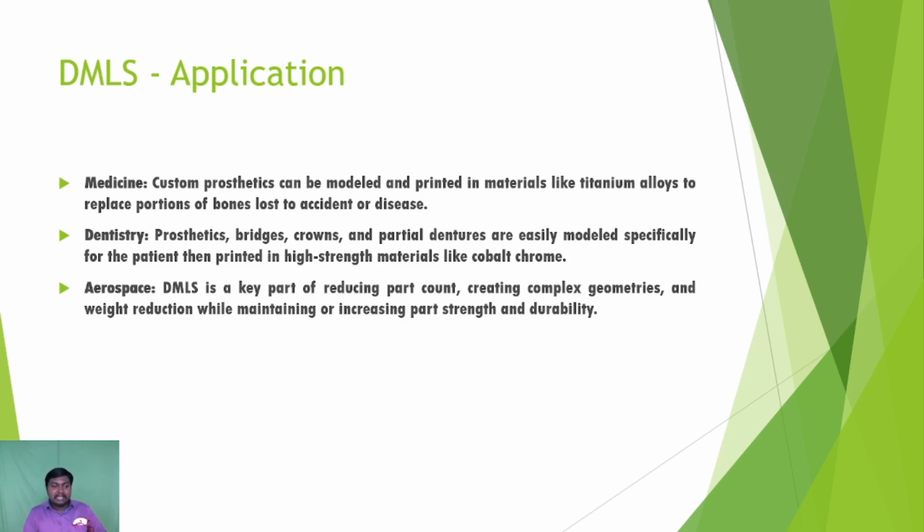The final one is the aerospace industry. DMLS is a key part of reducing part count, creating complex geometries, and reducing weight while maintaining or increasing part strength and durability. We can manufacture complex parts or obsolete parts. If a previously supplied part from the supplier is obsolete, we can manufacture that particular part number and part by using 3D printer technology.